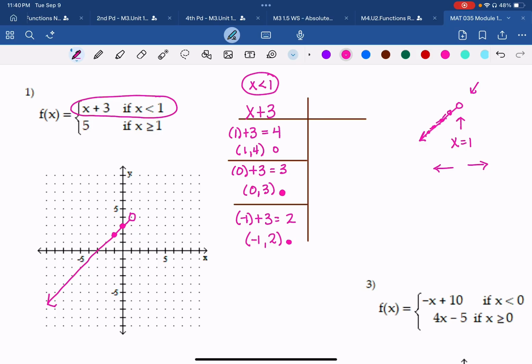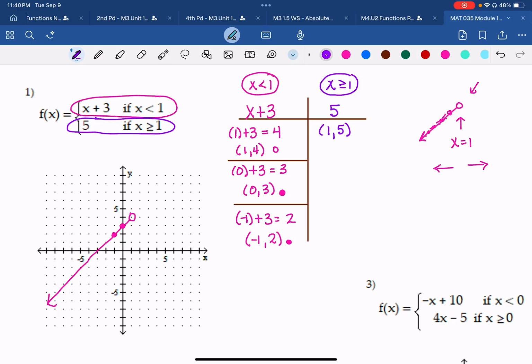So what we just did was we graphed the first piece of this piecewise function. And now we need to do the same thing to the second piece. So this is telling me that I have the equation 5, when x is greater than or equal to 1. Okay, well, if I look at when x is 1, I don't have anything to plug in here. There's no x, it's just 5. Remember, 5 is the y. So if x is 1, that means that y is 5.